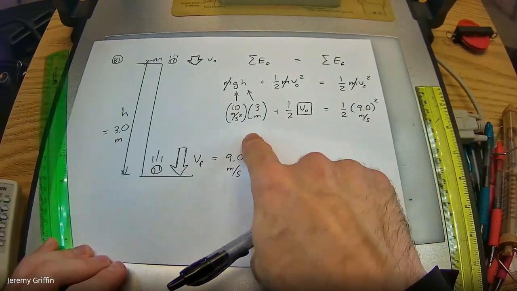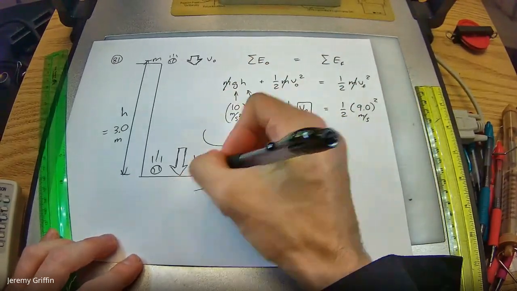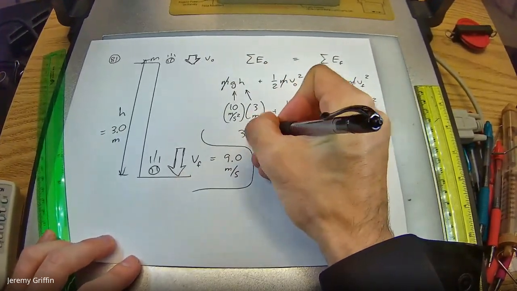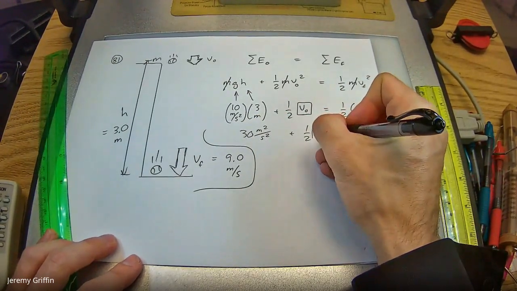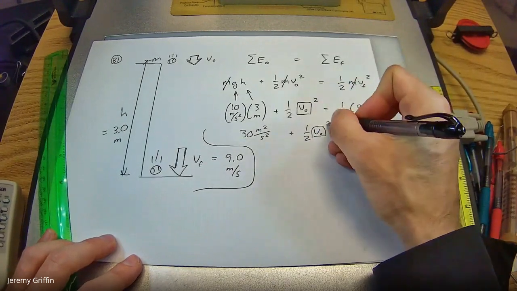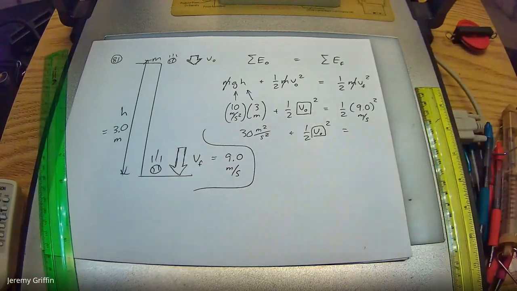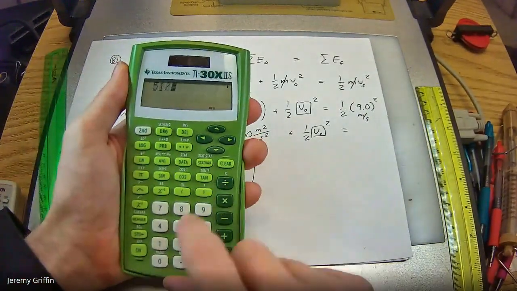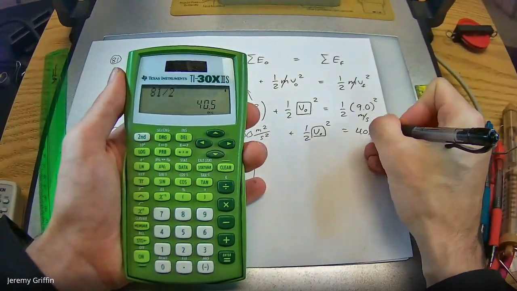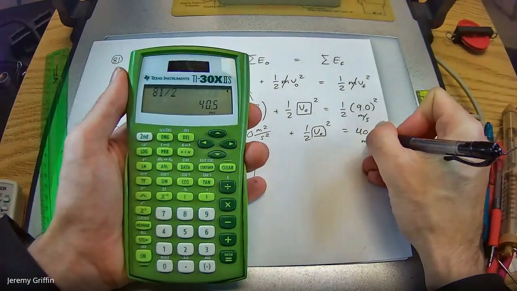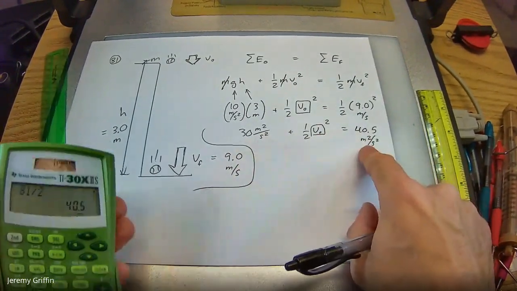All right. So we've got, let's see, 30 meters squared per second squared plus 1/2 v naught. Oh, whoops, I forgot squared. 1/2 v naught squared. Right. Equals, so what's it come out to? 9 squared is 81. 81 divided by 2 is 40.5 meters squared per second squared. Like that. Right.